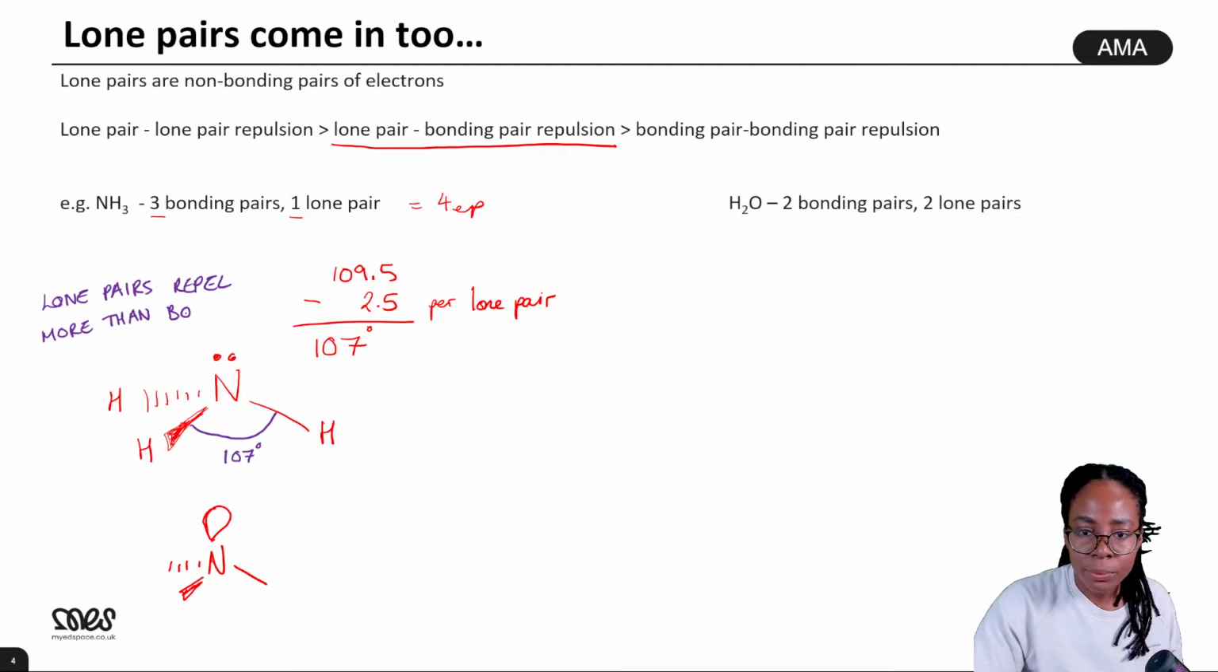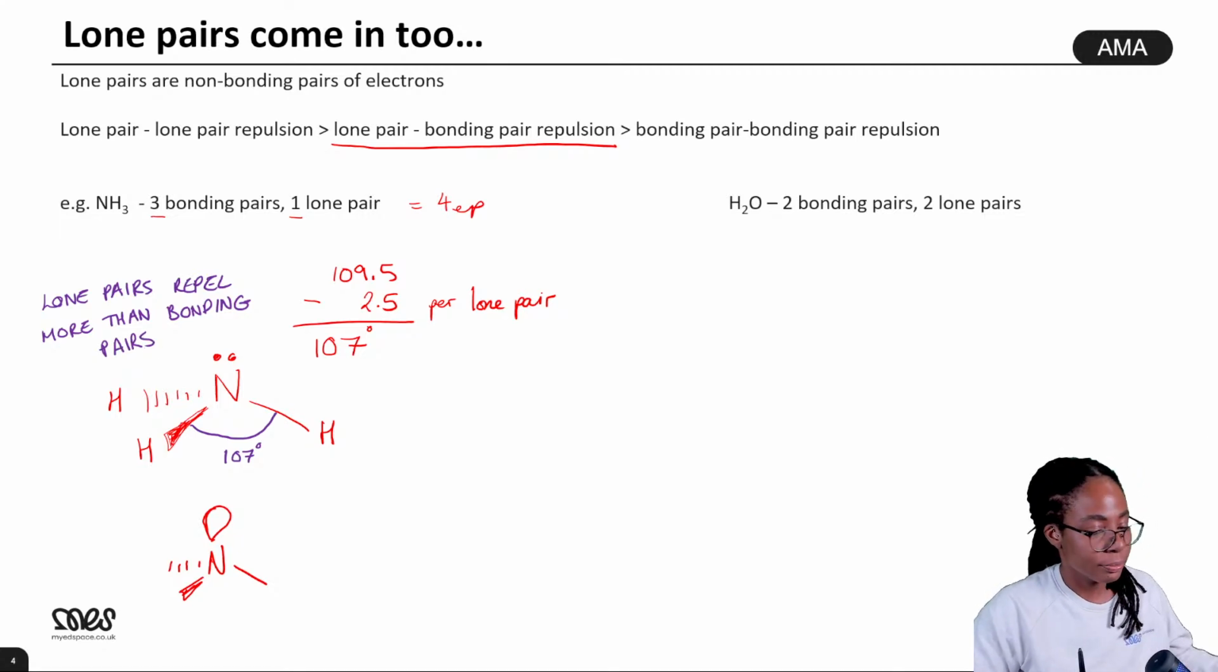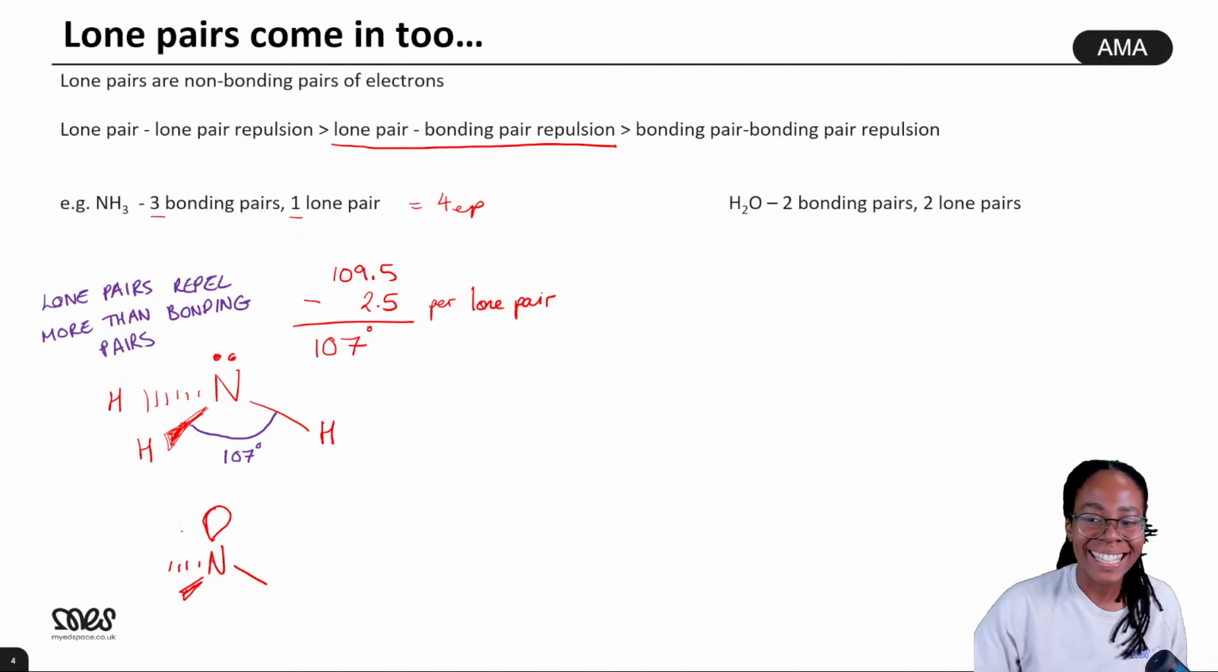I absolutely do. There's a t-shirt that I really want to make, and it's going to say Miss Moles. So instead of Mr. Moles, I am Miss Moles.